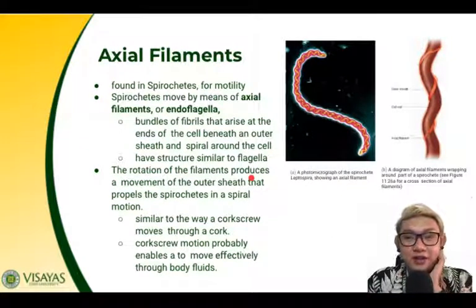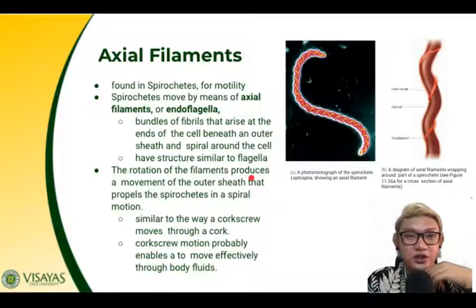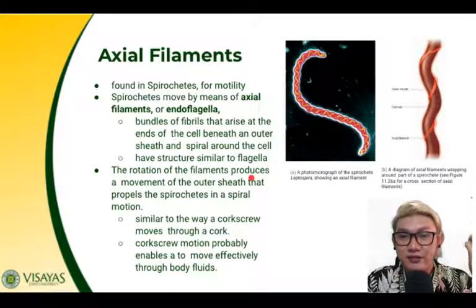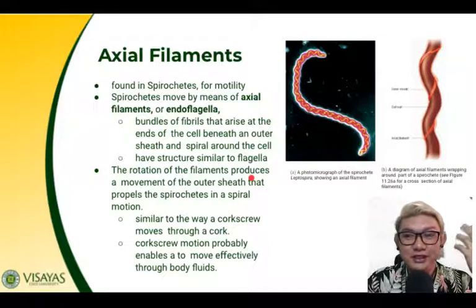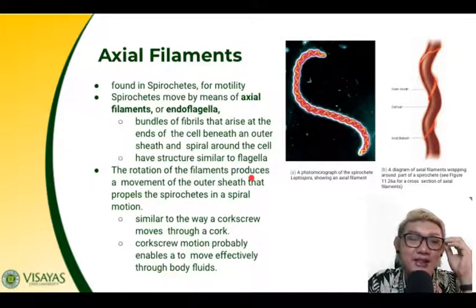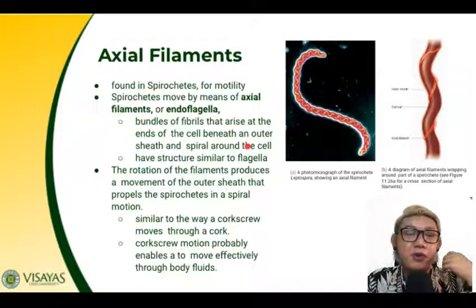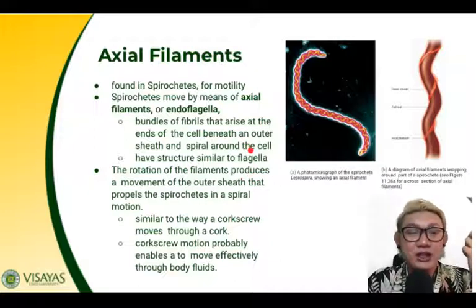Axial filaments are another extracellular structure. These are found in spirochetes, and this is useful for motility of the bacterial cells. Spirochetes move by means of axial filaments or endoflagella.